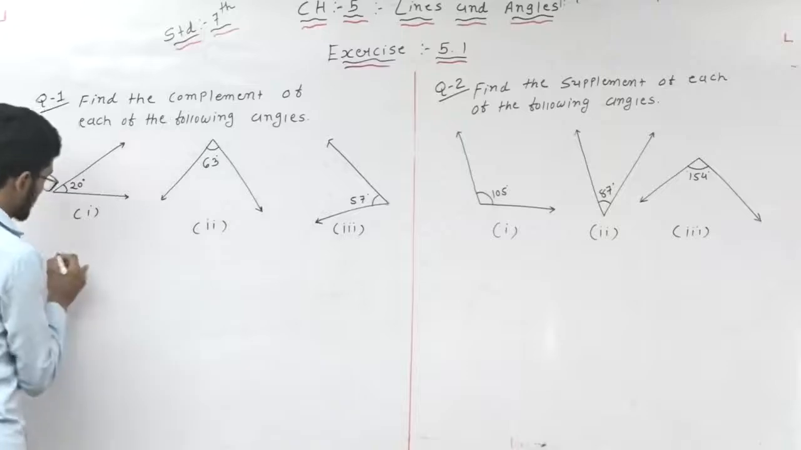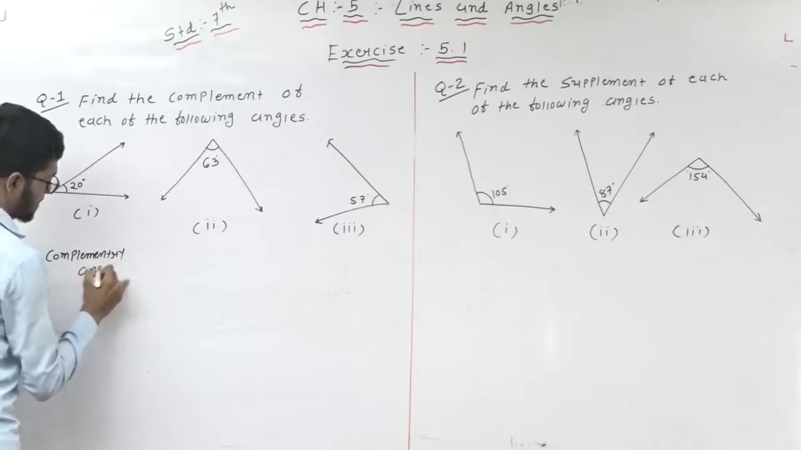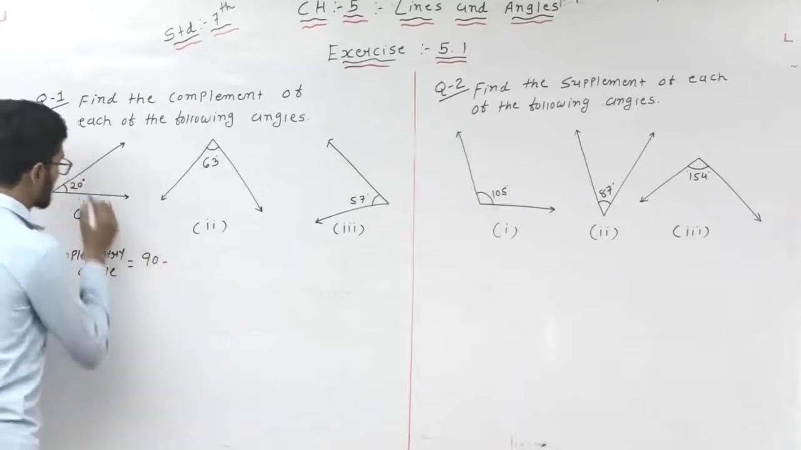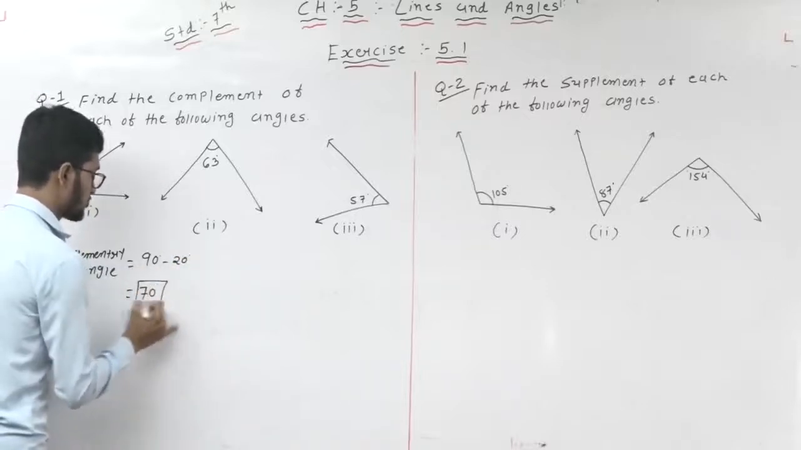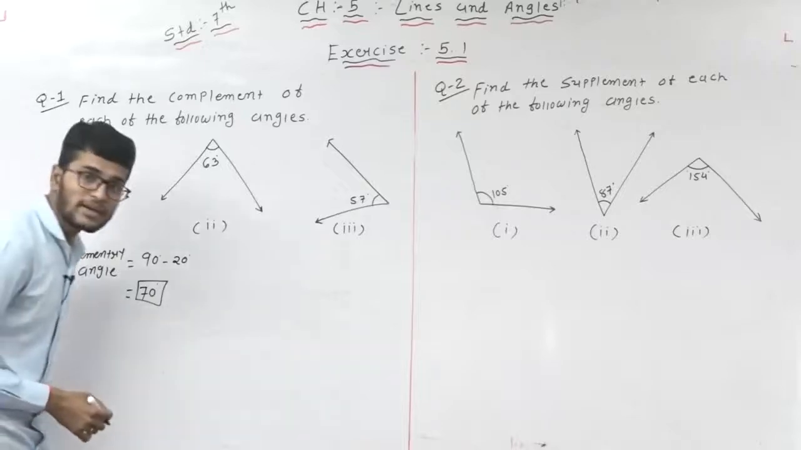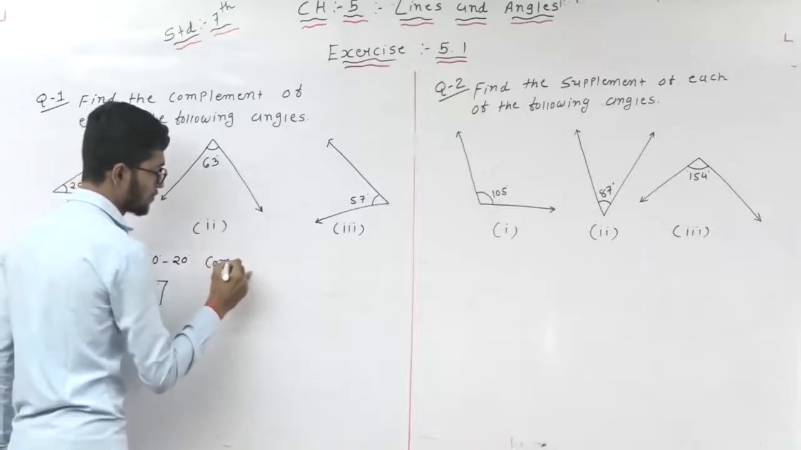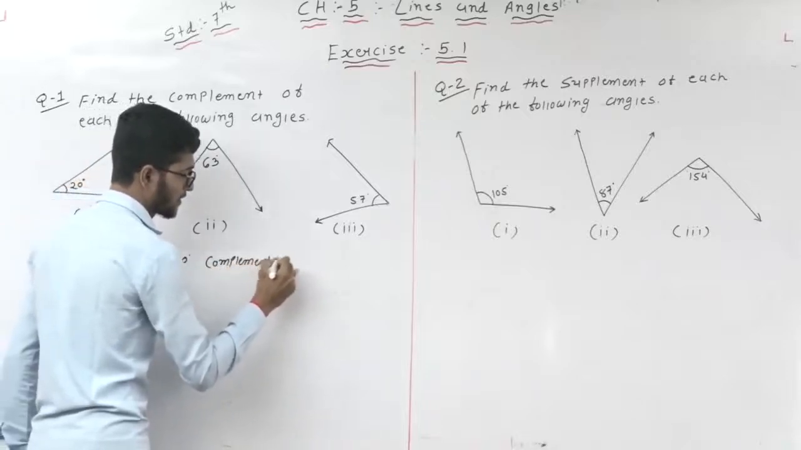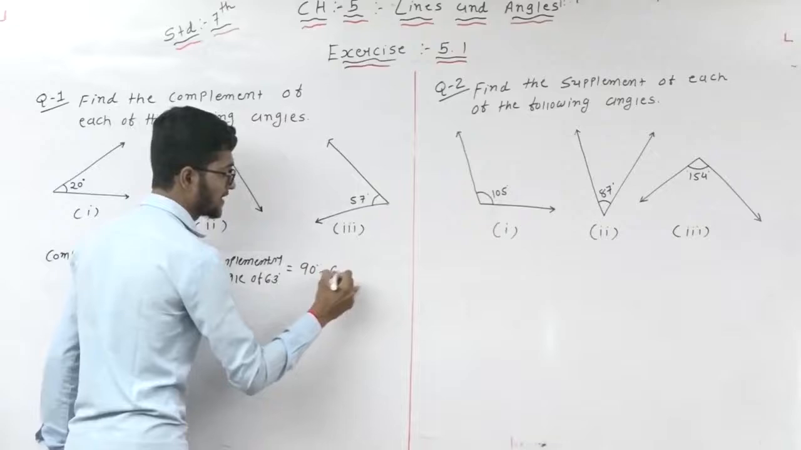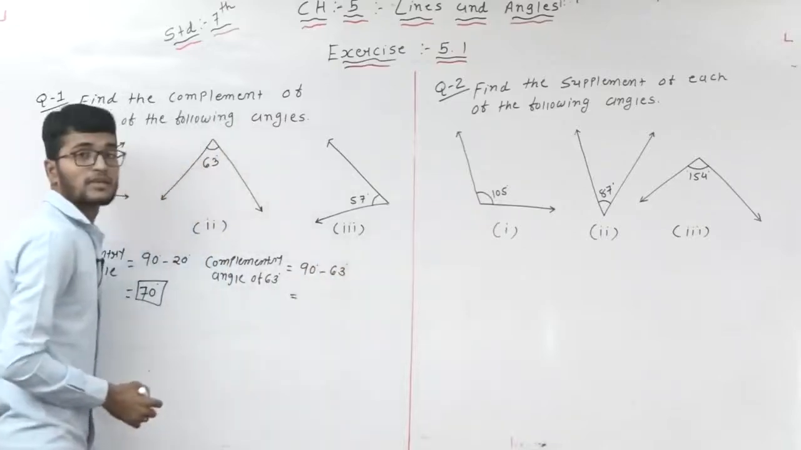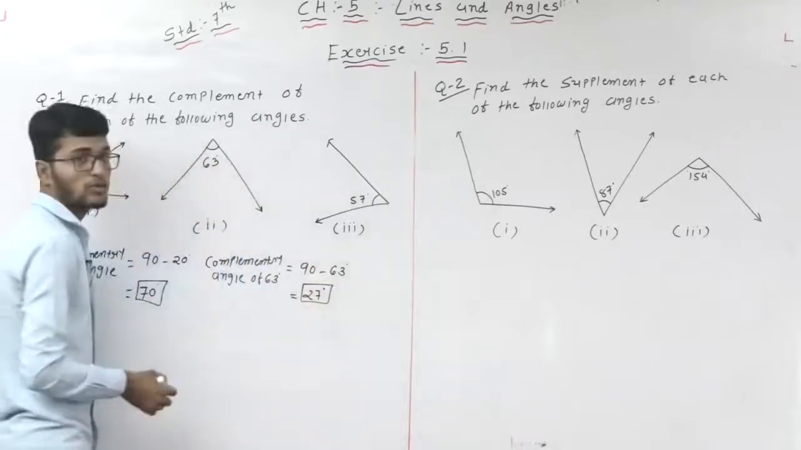So dear students, the complementary angle is equal to 90 minus our first one, which is 20. So 90 minus 20 means 70. So dear students, 20 and 70, these 2 are complementary angles. Same for this one. Directly we write the complementary angle of 63. How to write? The complementary angle of 63 is equal to 90 degrees minus 63 degrees. So 90 degrees minus 63 means our answer is 27. So 27 and 63 are complementary angles.